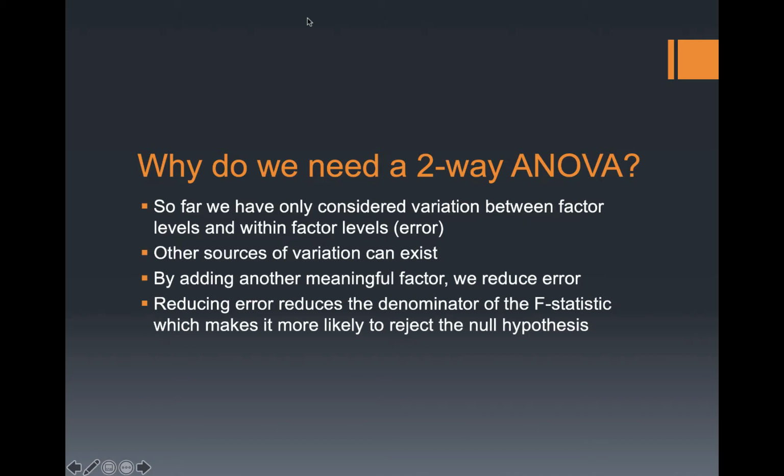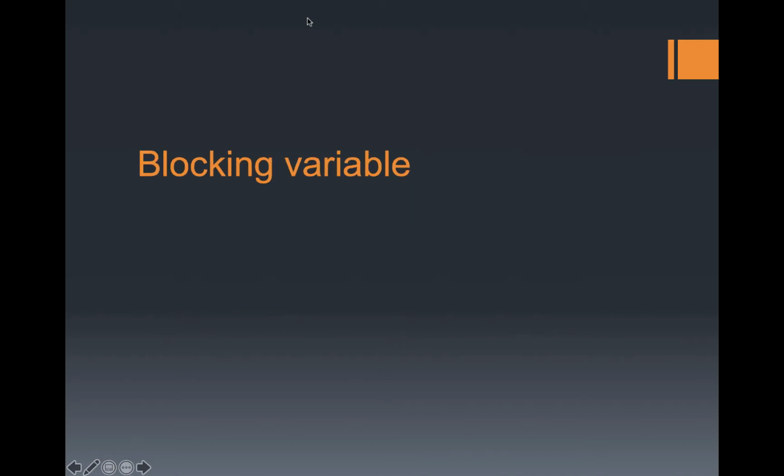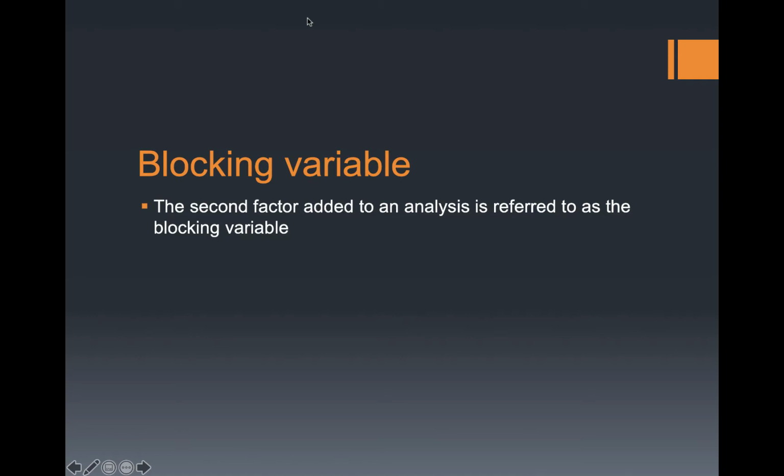Reducing the error reduces the denominator of the F statistic, which actually makes it more likely to reject the null hypothesis. The bigger the error, the bigger the unexplained variance, the less likely we are to reject the null. But if we're adding factors, we're explaining more and more of the error, so that's going down, which makes it more likely to reject the null. This second factor added to an analysis is often called a blocking variable, but I'll be honest with you, most of the time people just refer to it as a second factor.